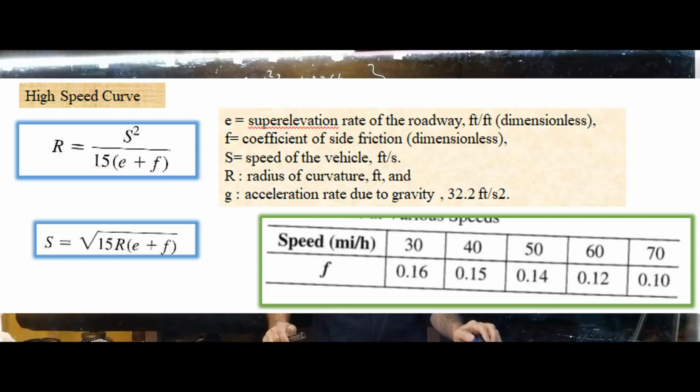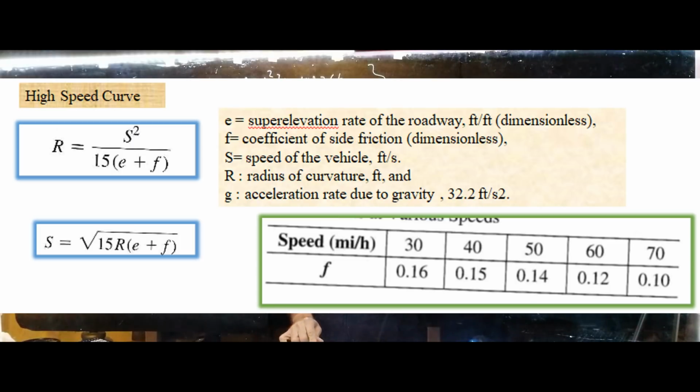One thing we want to do first is take a look at the screen here. Right there. R is equal to S squared divided by 15 times (E plus F), where E is the superelevation of the highway and F is the coefficient of side friction, which we can find from that table. The problem says S is 55 miles an hour, but the table doesn't have 55. We have 50 and 60, so we do a linear interpolation between both of them. In this case, it's very easy.